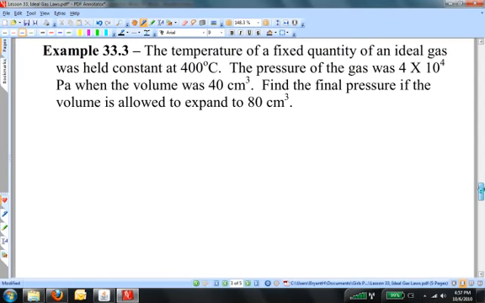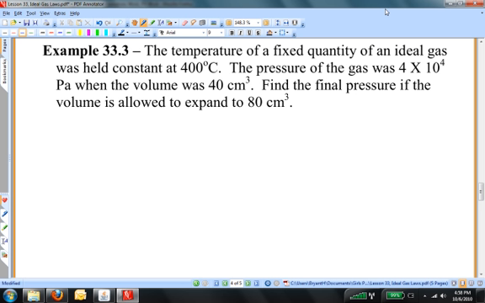Next example. Temperature of a fixed quantity of an ideal gas is held constant at 400 degrees C. The pressure was 4 times 10 to the 4 Pascal when the volume was 40 cubic centimeters. Find the final pressure if the volume is allowed to expand to 80 cubic centimeters.